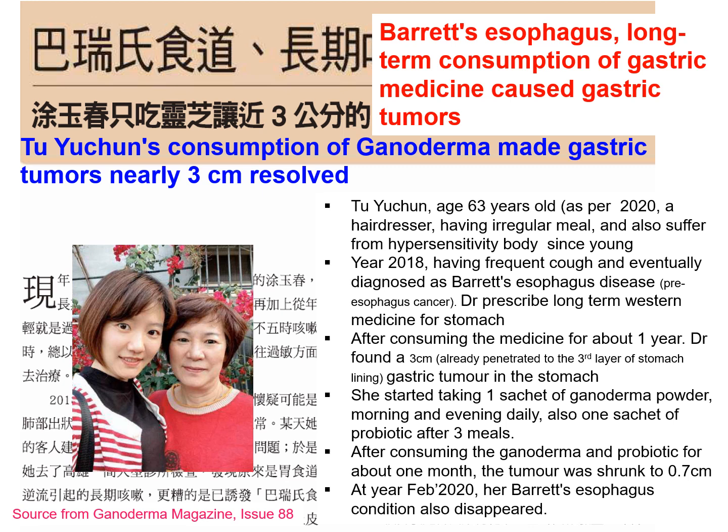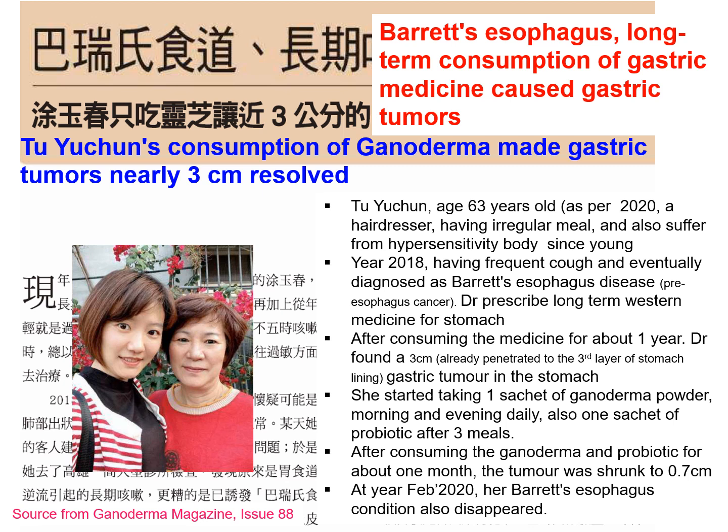Okay, at that time she started taking 1 sachet of Ganoderma powder morning and evening daily, and also included 1 sachet of probiotic after each of the 3 meals per day. So after every meal, she will take this dosage.